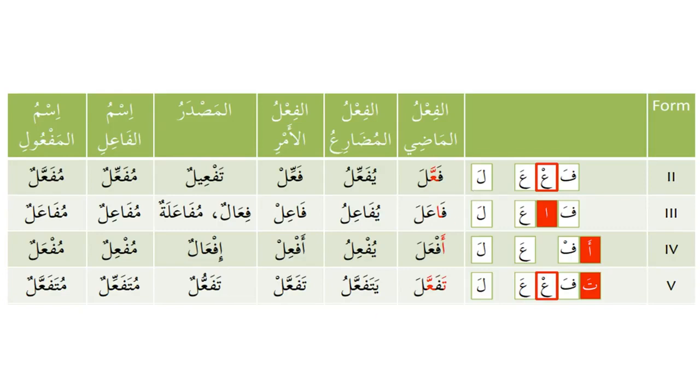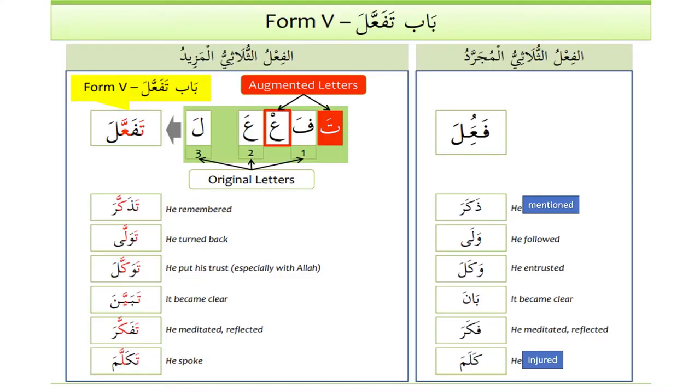Now as we can see, the number is increasing, so we have moved on to form number 5. So tafa'ala, ta and ain al kalima are extra. Tafa'ala yatafa'alu, tafa'al is fi'l al-amr, masdar is tafa'ul, and ismul fa'il is mutafa'il, and ismul maf'ul is mutafa'al. So why do we have these again and again? So that we can memorize them and remember them.